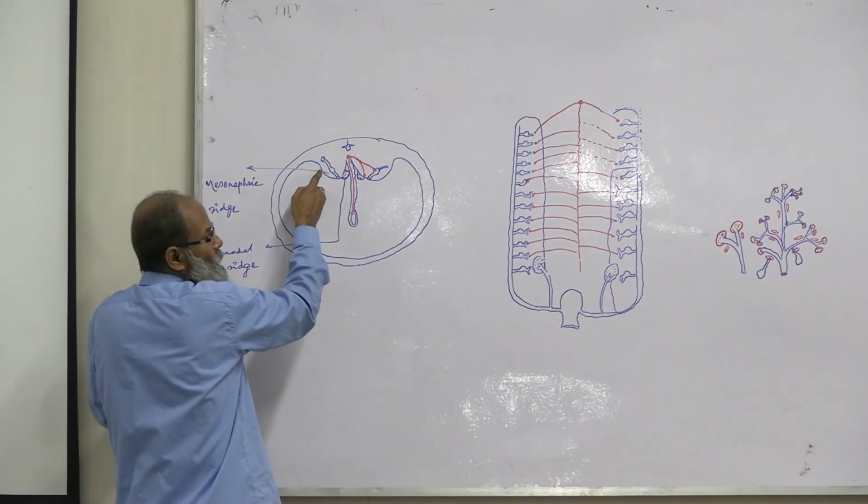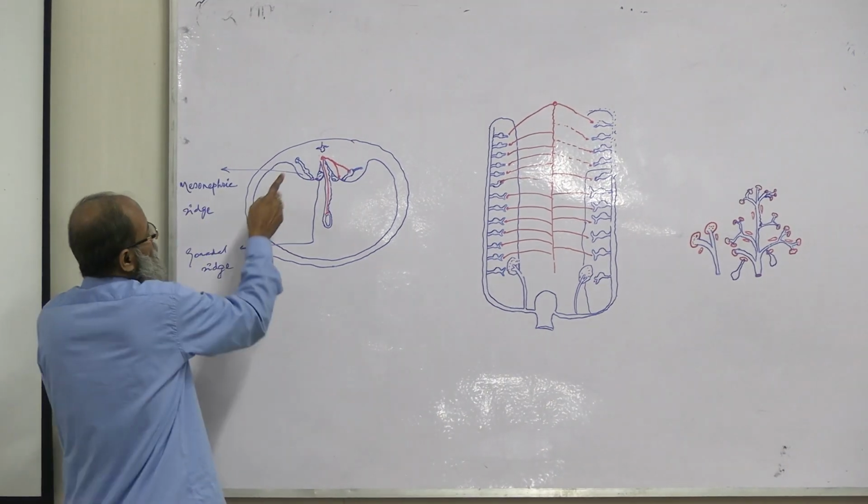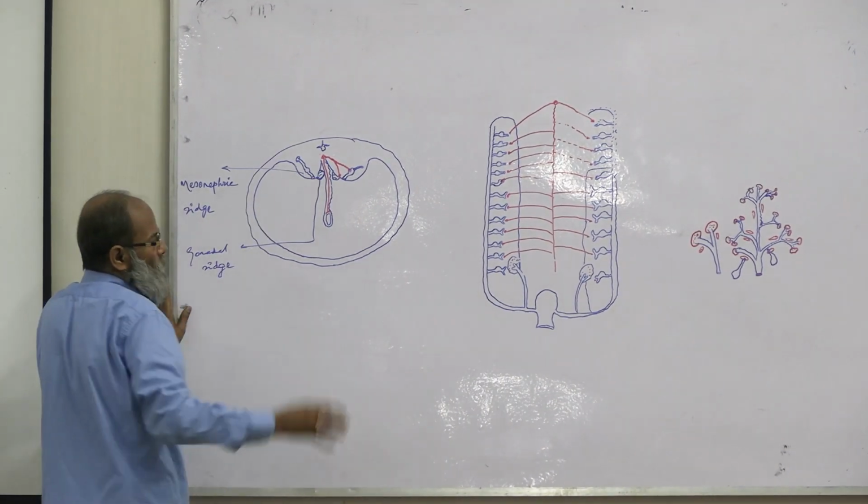This is the mesonephric reed, and more medial to it is the gonadal reed. This one is the mesonephric reed, this one is the gonadal reed.